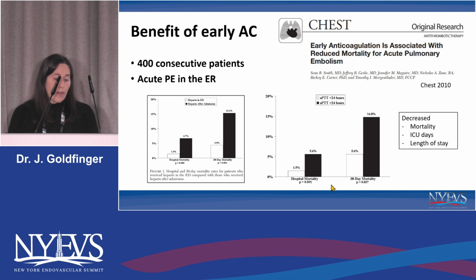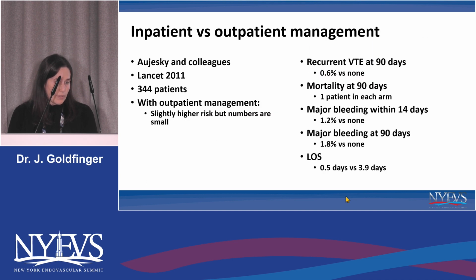Then looking at the graph on my right, I guess everybody's right, they looked at whether having a therapeutic PTT mattered, and reasonably it did. So for patients who had a therapeutic PTT on heparin, there was a significant decrease in mortality in the hospital and 30-day mortality. And in addition to the mortality difference, ICU days were less, length of stay was less, and so the big lesson is anticoagulate early.